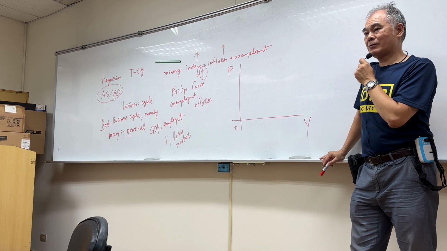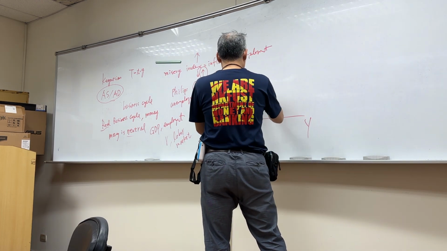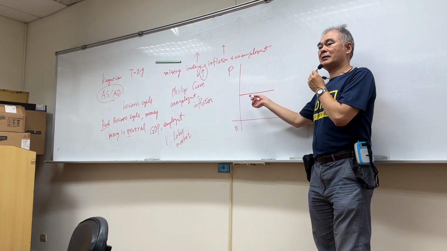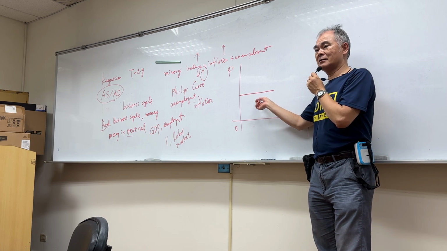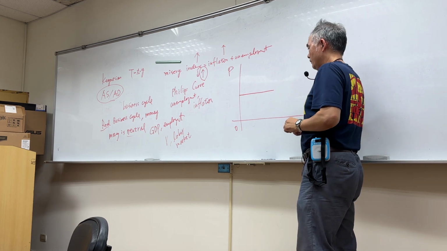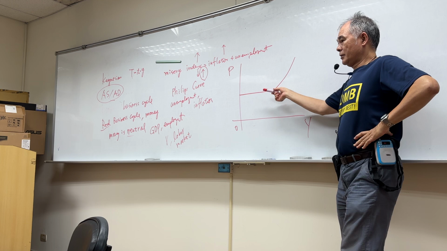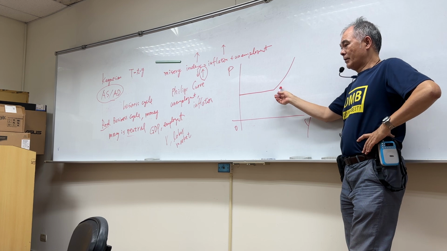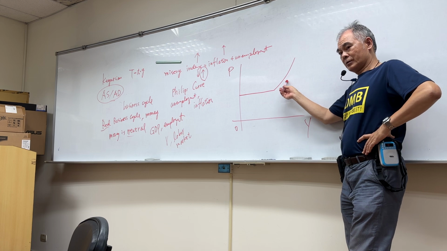So actually for the aggregate supply curve, there are three sections. The first section is here. It is flat, horizontal. What does that mean? That means price elasticity of supply is infinite. Okay, so this is the first section. And then the second part is the normal one. After this horizontal section, there is a positive slope. That means if there is a demand increase, the price level will increase.